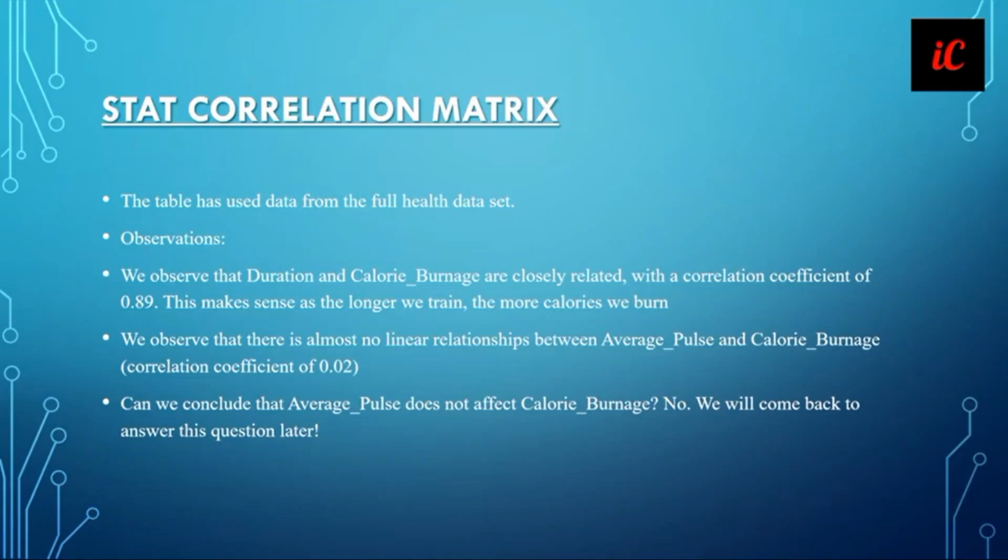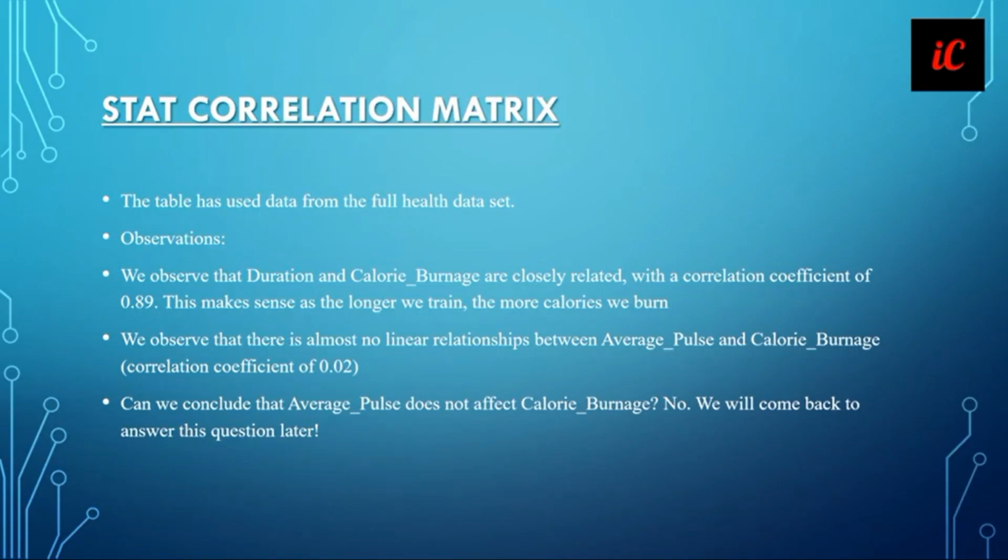The table uses data from the Full Health data set. How can we observe this? We observe that duration and calorie burnage are closely related, with a correlation coefficient of 0.89. This makes sense, as the longer we train, the more calories we burn. So once you start losing calories, it will automatically record your data and provide it to you.